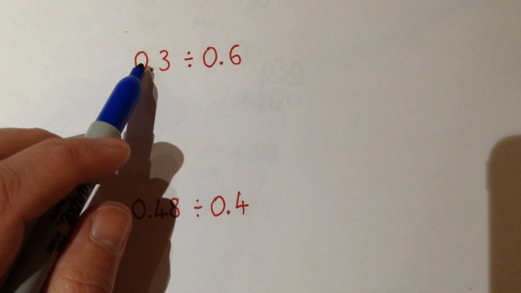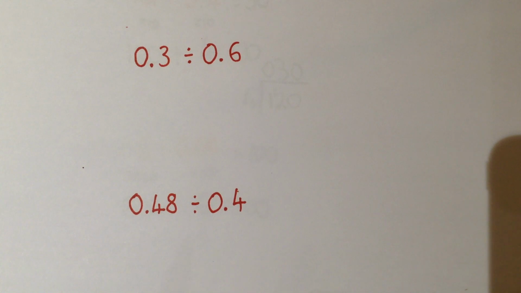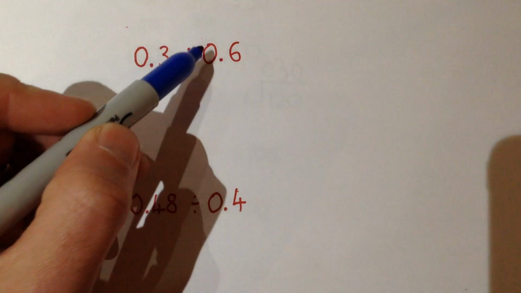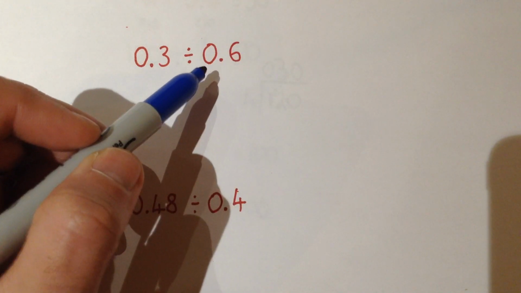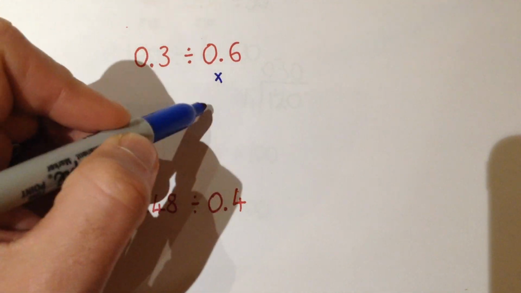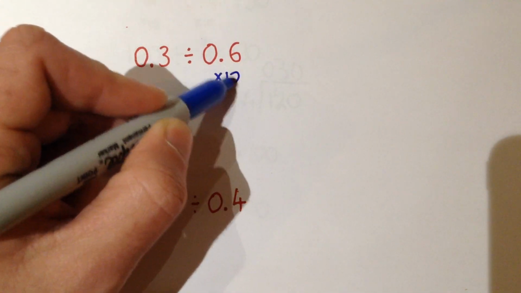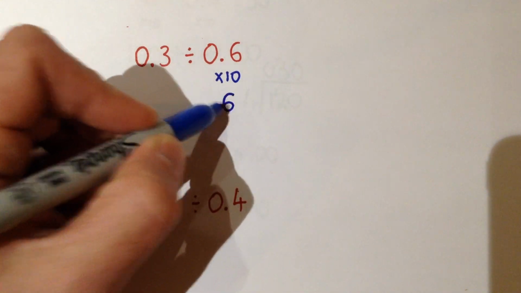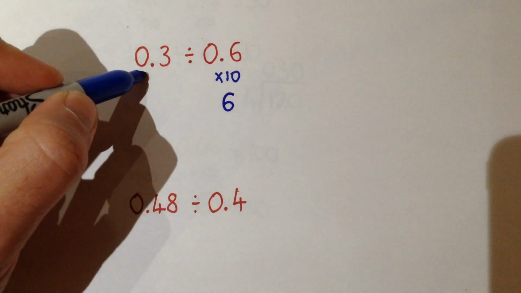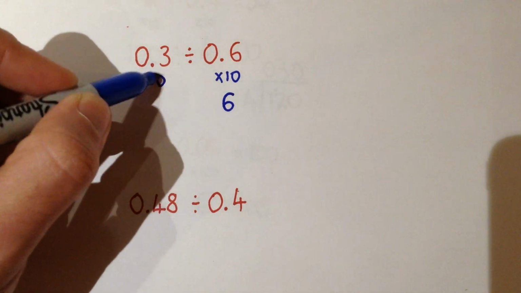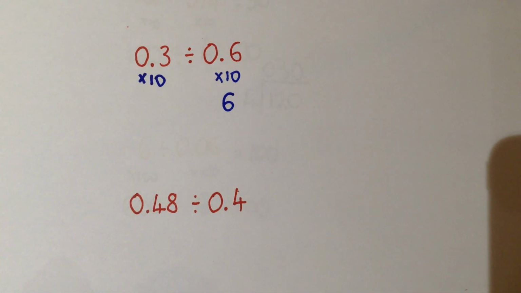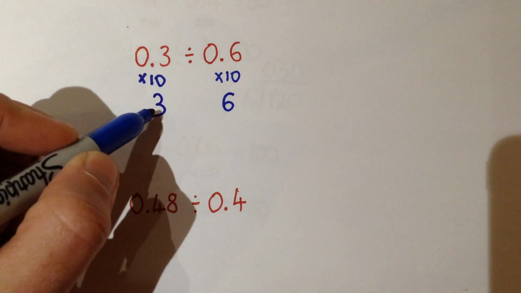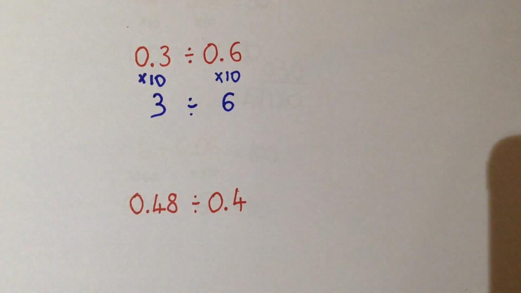The next question, 0.3 divided by 0.6. Again, it's this number, the thing that we're dividing by, that we really need to make into a whole number. So if I times 0.6 by 10, that would give us 6. I've got to do the same to both numbers, so I'm going to multiply 0.3 by 10, giving us 3. So we now need to do 3 divided by 6.